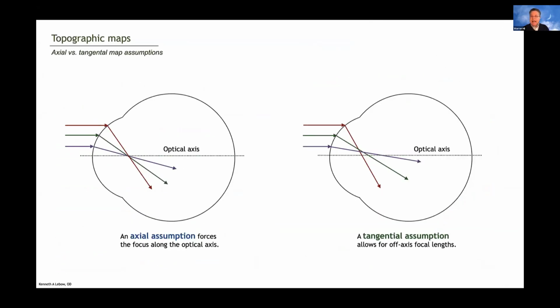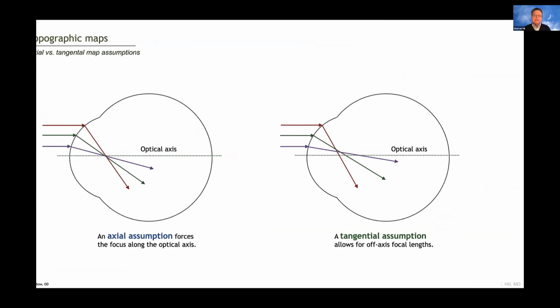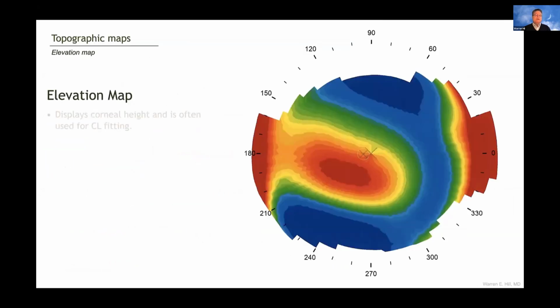So these are the axial assumptions that are made by an axial curvature map, and these are the tangential assumptions, and the tangential map is actually a little bit more accurate, as we mentioned. An elevation map displays the corneal height and is often used in the process of contact lens fitting.